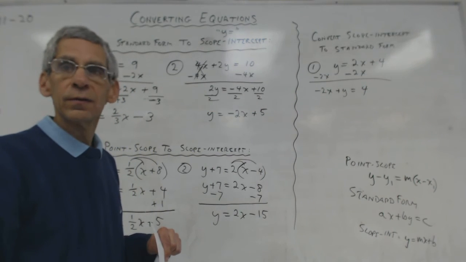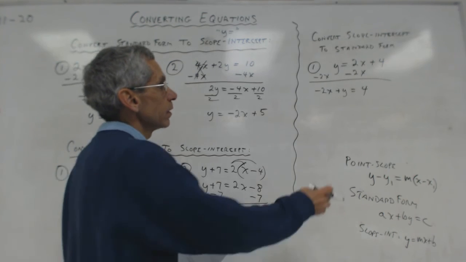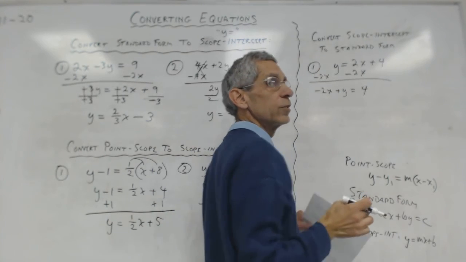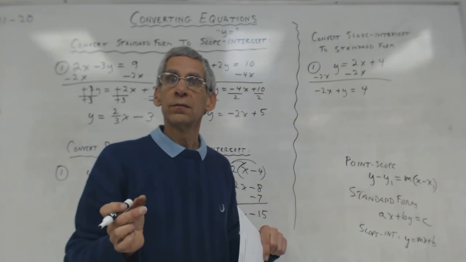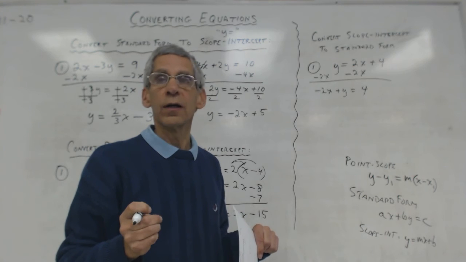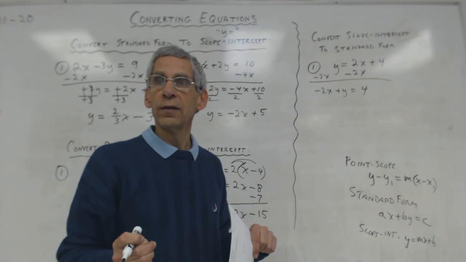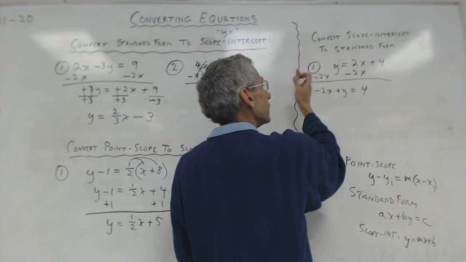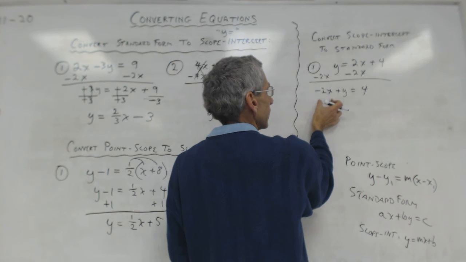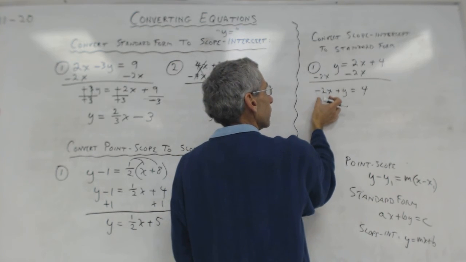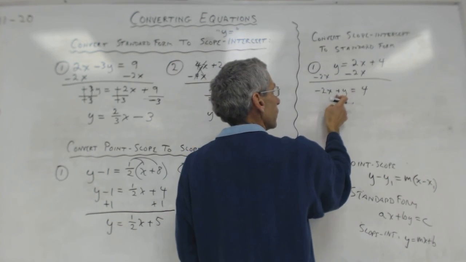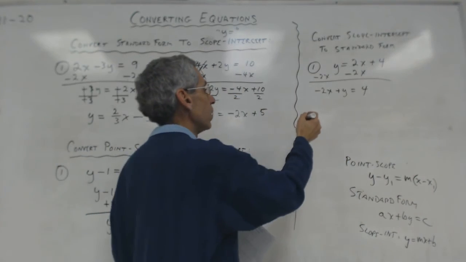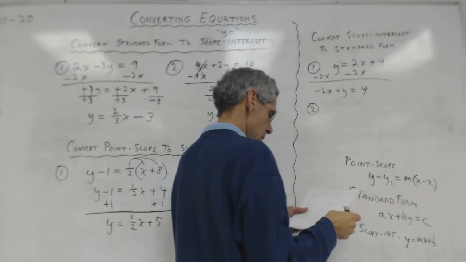Wait, but what are you subtracting negative 2x from? I'm subtracting 2x here and 2x from 0. 0 minus 2x is negative 2x. You see what I mean? I can't subtract the 2x from the y, so I'm putting it off to the left of the y, and then it just stays down here. It just comes down, negative 2x, and then the y is positive, so I put plus y equals 4. That's standard form.